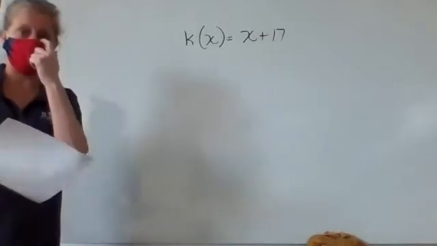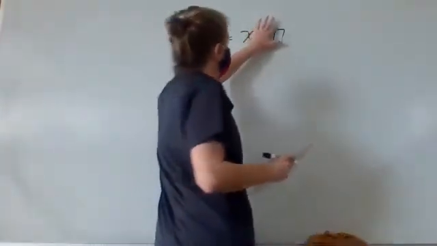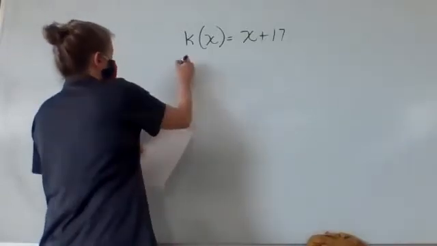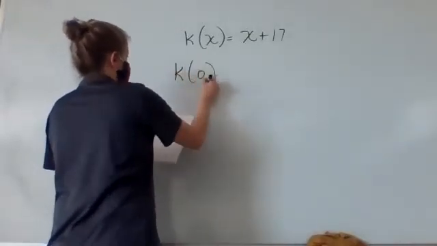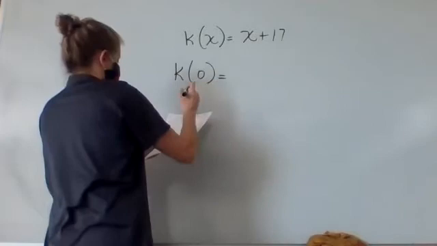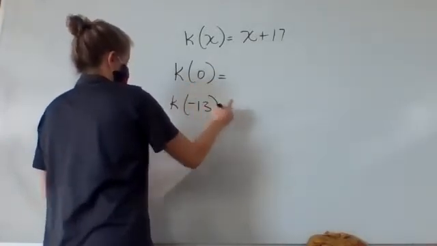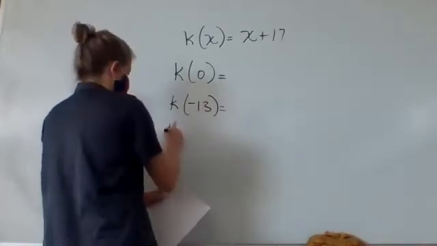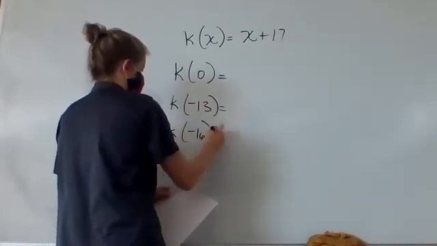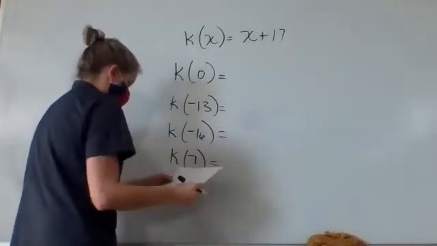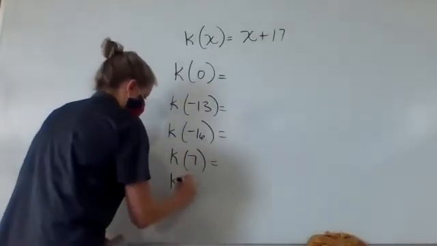So it gives me a function, x plus 17. And it wants me to find k of 0, k of negative 13, k of negative 16, k of 7, and k of b plus 1.